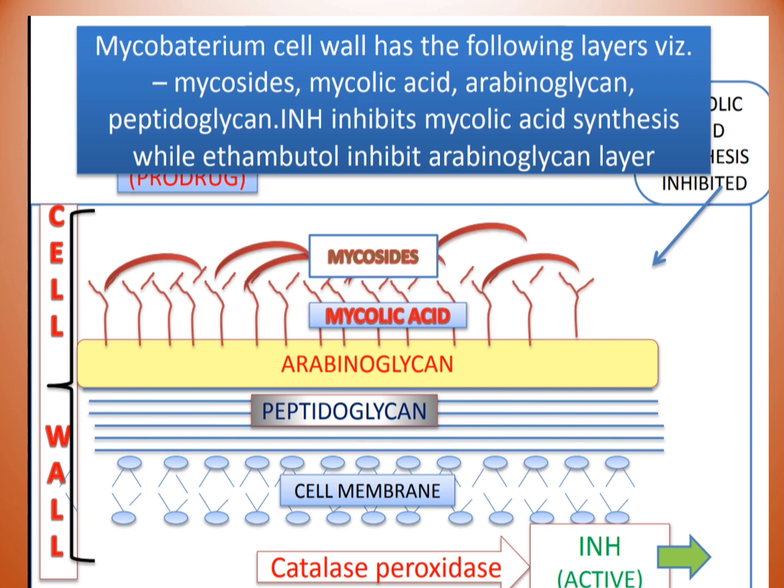This is the structure of the Mycobacterium cell wall. This is the layer of mycolic acid, then another layer, arabinogalactan and peptidoglycan. This is the cell wall of the Mycobacterium. Here isonicotinic acid hydrazide inhibits mycolic acid synthesis. Then another example, ethambutol, also inhibits the arabinogalactan layer.